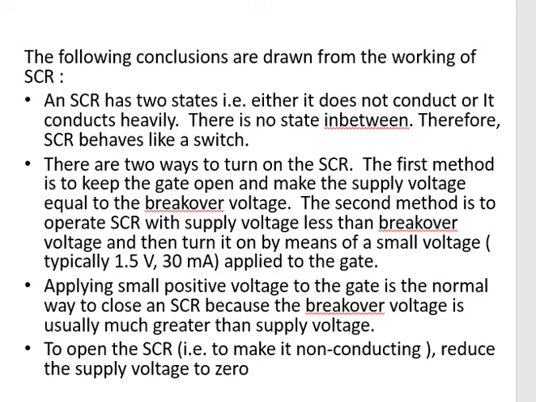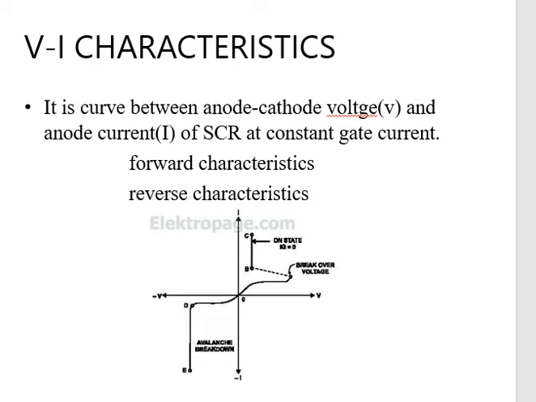Then we are going to see the conclusions from the working of SCR. SCR can act only like a switch. That is why it has only an on state or off state. There is no state in between. There are two ways to turn on SCR. The first method is to keep the gate open and make the supply voltage equal to the breakover voltage. The second method is to operate SCR with supply voltage less than the breakover voltage and turn it on by means of a small voltage applied to the gate. Applying a small positive voltage to the gate is the normal way to close an SCR because breakover voltage is usually much greater than supply voltage. To open SCR, we reduce the supply voltage to zero. There is no other way.